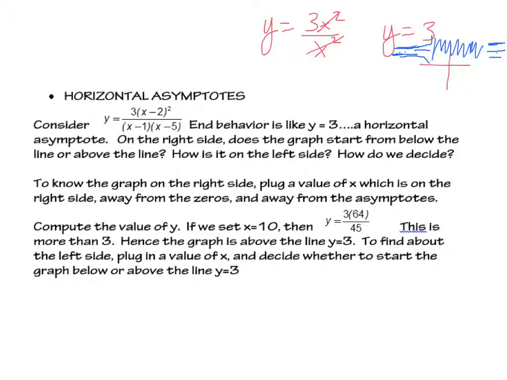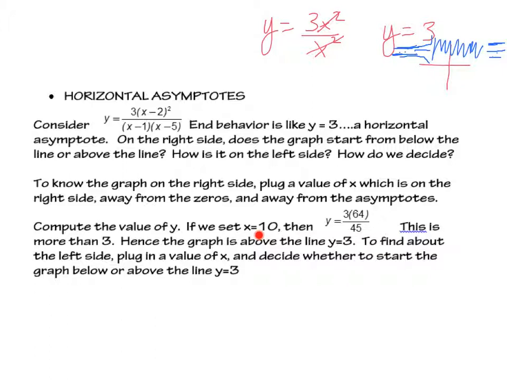Now, it says that to know the graph on the right side, we're going to plug in a value of x which is on the right side, away from all the zeros. So we plug in something that's way out there and see what happens. Typically, we compute the value. If we set x equal to 10, okay, that's going to be our point.